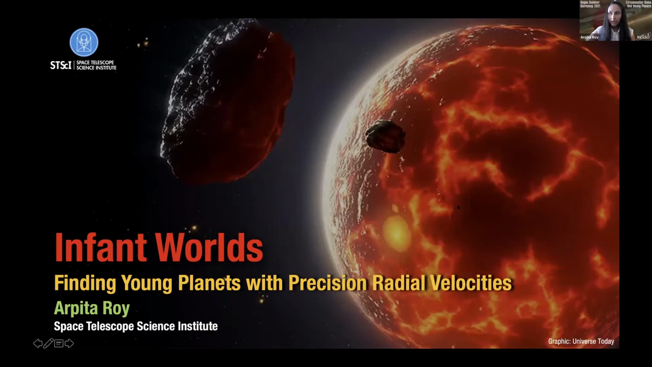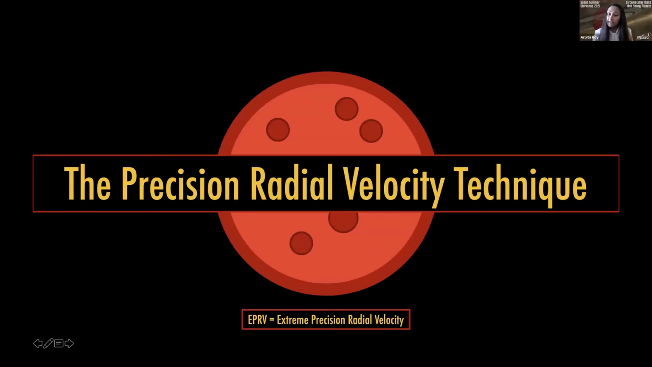Okay, great. Hi, everyone. It's great to be here talking to so many of you from around the world. I'm going to talk to you about finding young planets with precision radial velocities. Some of you might have heard of this technique. It's actually the technique that found the very first exoplanets. And I'm going to introduce some terminology here, which is the term EPRV, a relatively new phrase that we've come up with, which stands for extreme precision radial velocity.